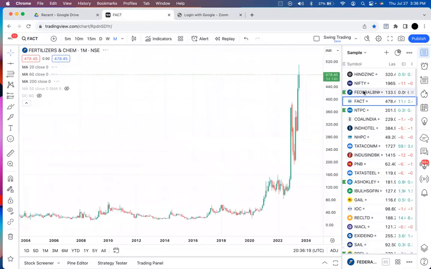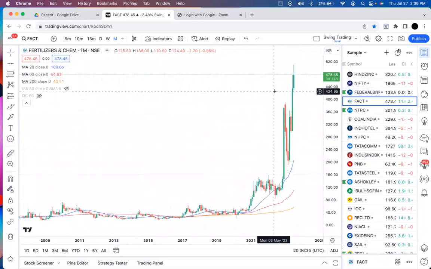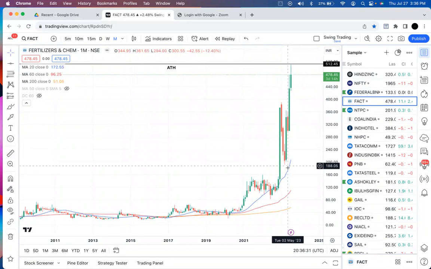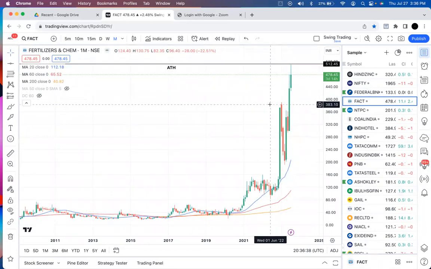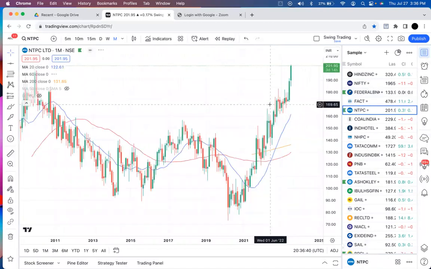All right. Please note that I'm looking at the monthly chart. The monthly chart means that each candle represents 1 month of trading. All right. So FACT. See, the 20 is above the 60. 60 is above the 200. And I've drawn the all-time high already. And that seemed to look good. So I'll leave it.